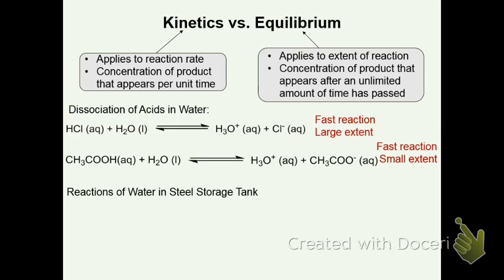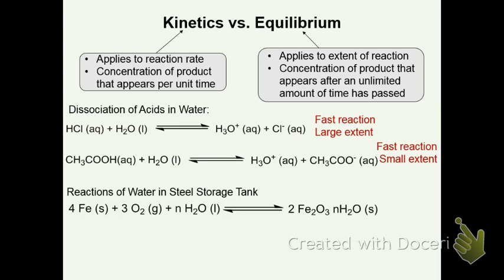As another example, we can look at reactions that occur in a steel storage tank. So this first reaction is the reaction of iron with molecular oxygen and water to form iron oxide, and this is just the formation of rust. So we know that formation of rust on steel takes a fairly long amount of time to occur, but if given a sufficient amount of time, a large amount of rust will form on iron-containing components. So this is a slow reaction. The kinetics of the reaction are slow, but it occurs to a large extent. So given an infinite amount of time, a large amount of the iron oxide can form.